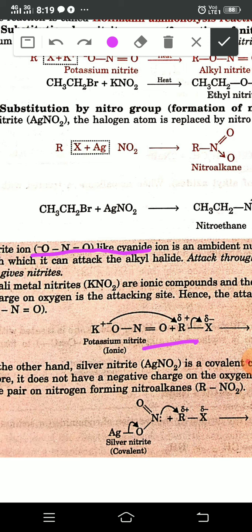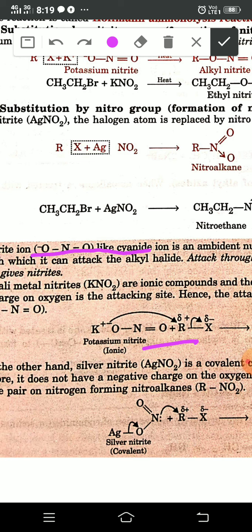So when AgCN reacts with haloalkane, the product will be different in comparison to when KCN reacts with haloalkane. So why does it happen?